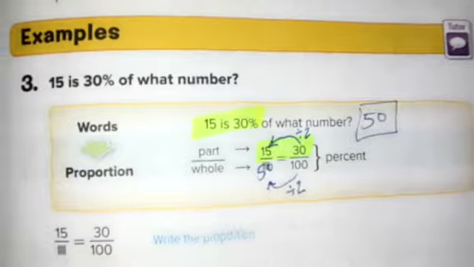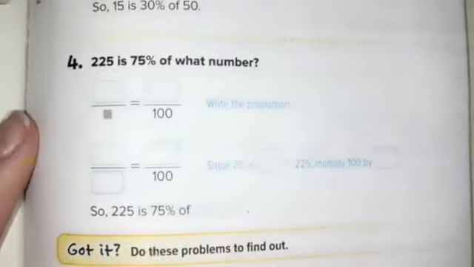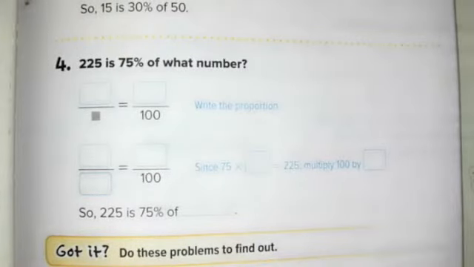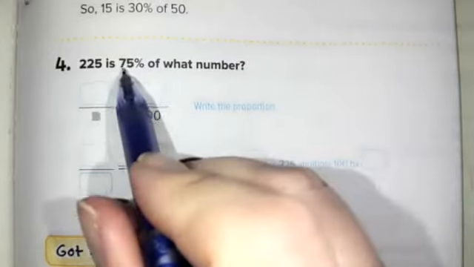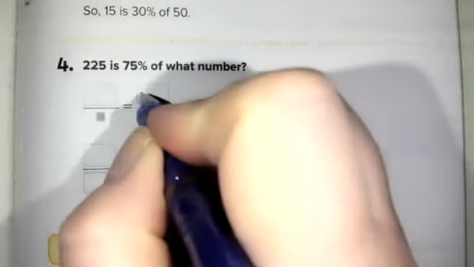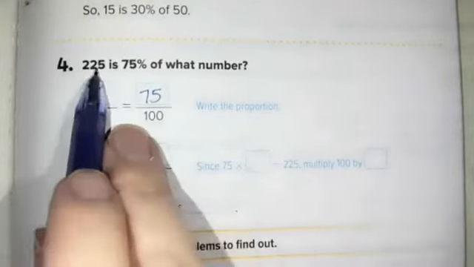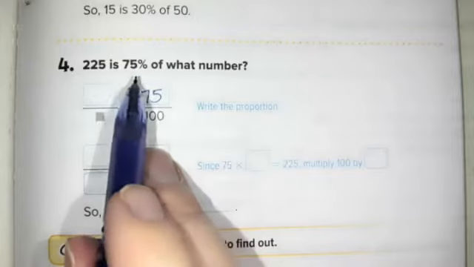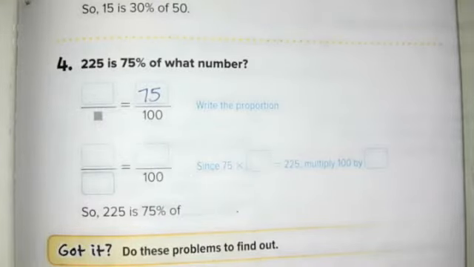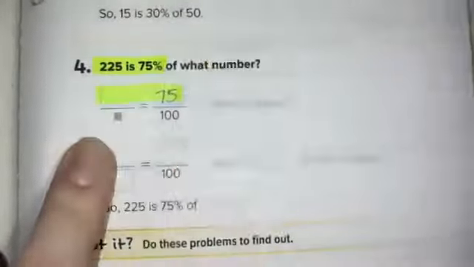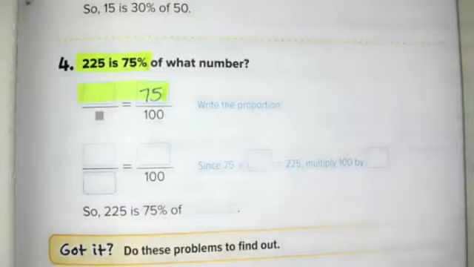Okay, moving on to number 4. $225 is 75% of what number? So as soon as I see that 75%, I want to write 75 over 100. And I see that the 225 is the portion. 225 is 75%. It's not the whole, it's the part. So as soon as I see that 225 is 75%, I know that those two things need to line up, okay? So the 225 needs to be in my numerator.